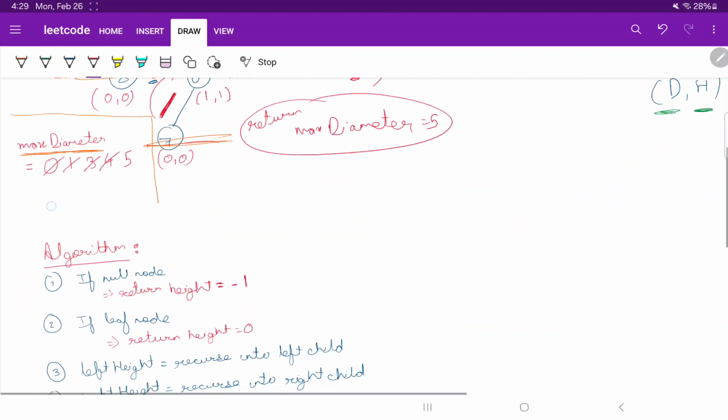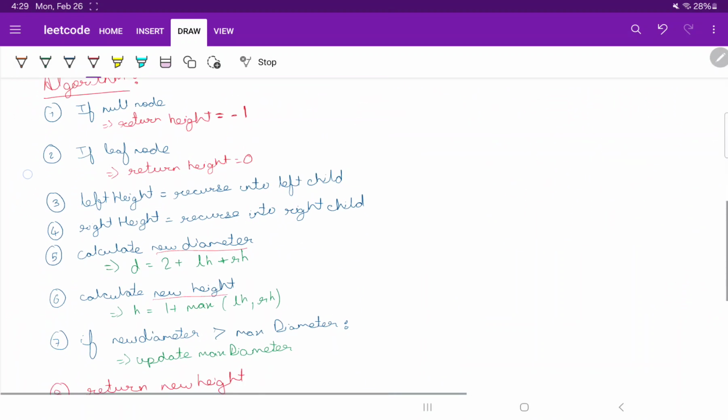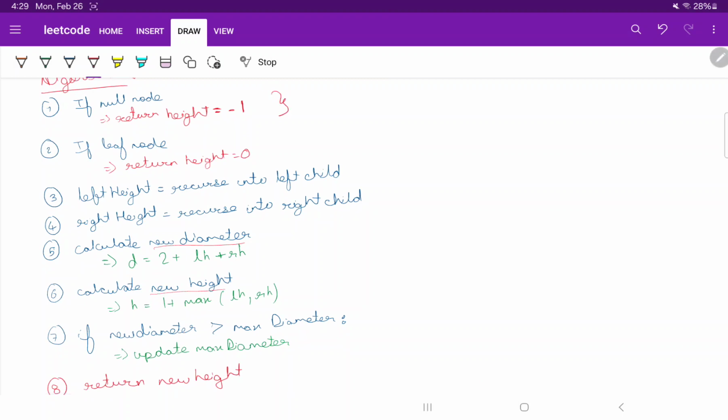So what is the algorithm for this? If we have a null node, we return height which is equal to -1. If leaf node, we return 0, which is the current height for the leaf node. We then recursively check the left height and then we recursively check the right height into left and right children. Once we have done that, we calculate the new diameter. Diameter is calculated by this formula, 2 plus left height plus right height. Then we calculate the new height, using this formula, again as seen above in the dry run.